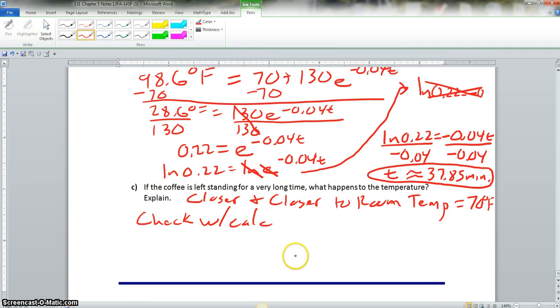And what we would do is this here. When we talk about a long time, let's just say if we let a cup of coffee sit for 3 hours. If you put in 180 for lowercase t in the formula we used for A and B, you will have T(180) is equal to 70.097, which is approximately 70 degrees Fahrenheit. So that is it.